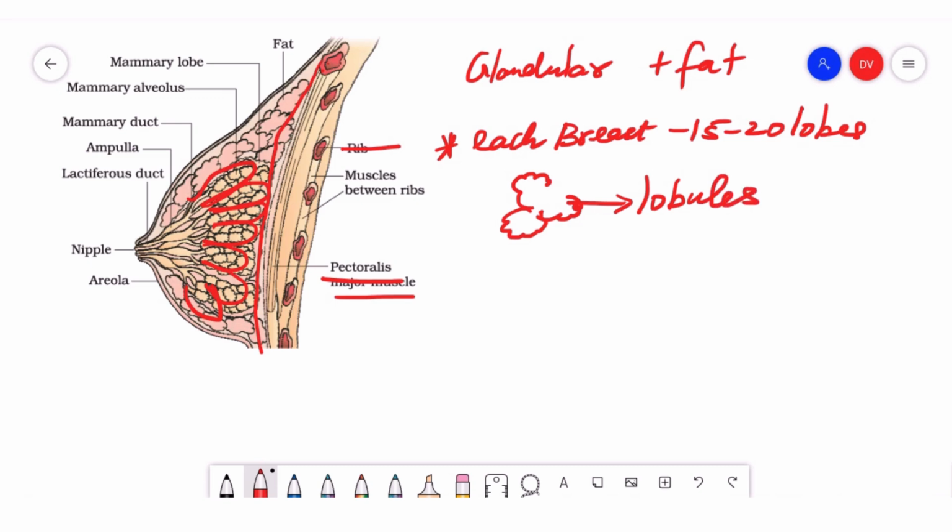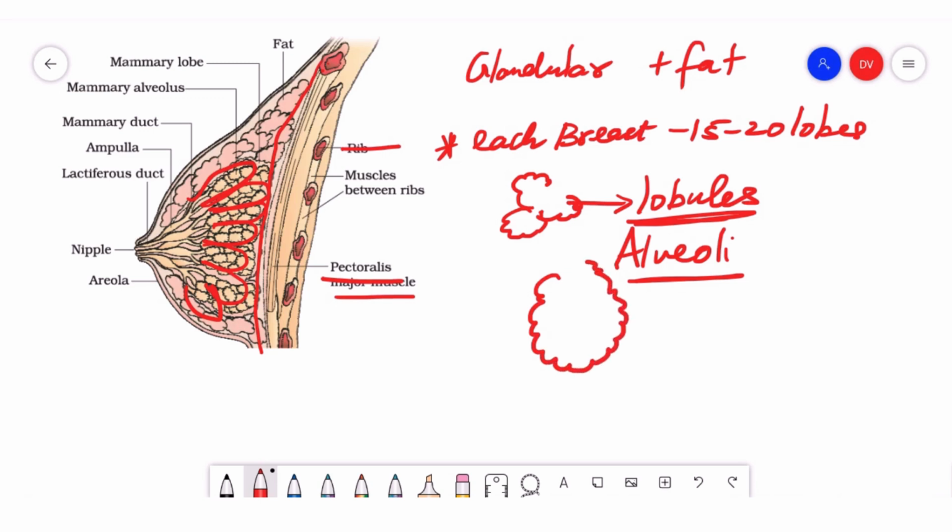Every lobe has lobules, and these lobules are made up of a structure called alveoli. Have you heard, guys, in the respiratory system? The ultimate end of the lungs which does the gaseous exchange. That also looks like this, right? So the structure will be like this, alveoli, and inside the alveoli is where the milk is stored. Here will be a lumen where the milk will be stored. So that is the lobules.